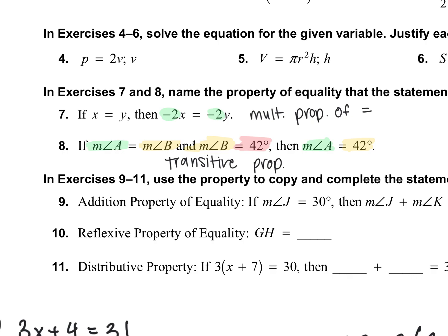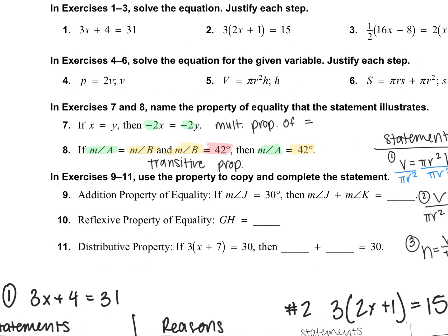Okay, so you have to study the vocabulary. All right, then we're just going to do 9 and 10. It says addition property of equality. The measure of angle J is 30. Then the measure of angle J plus the measure of angle K equals, what's the measure of angle J? 30. All I'm doing is plugging this in. It's being plugged in. So looking at it, my answer would be 30 degrees plus the measure of angle K. Okay, I'm just plugging whatever I have in.